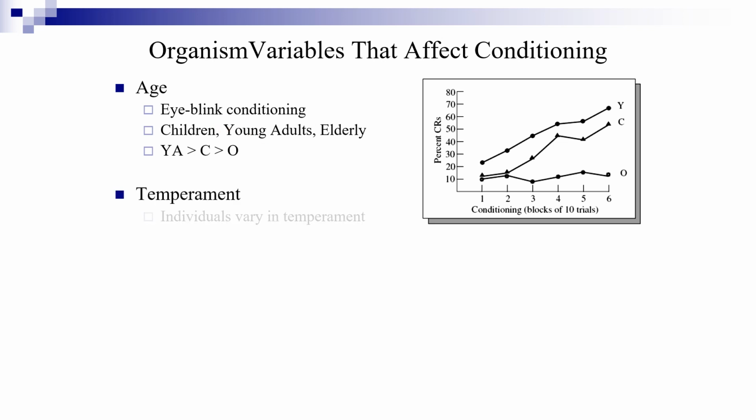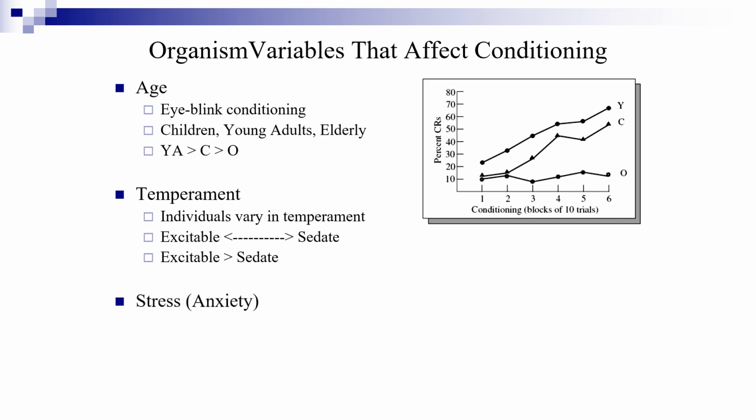Temperament can also play a role. For example, individuals, of course, as we know, vary greatly in temperament. Some people are much more excitable, some people are much more sedate, and there's a large range in between. But in general, we see more conditioning in more excitable people and less conditioning in sedate people.